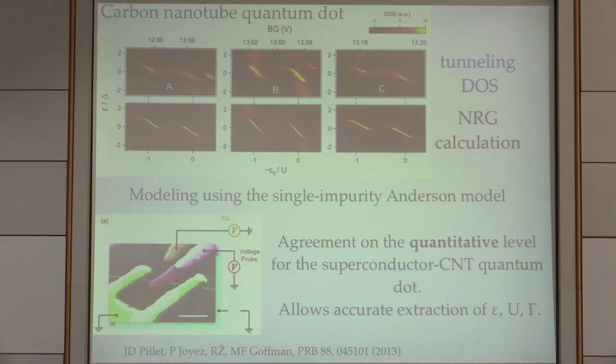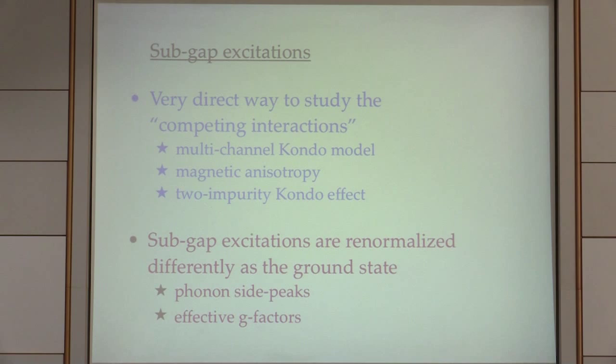And this allows you to do many things. For example, it's probably one of the most accurate ways to extract parameters for your quantum dot. So local energy, charge, and also hybridization. That's more difficult to do when your system is in the normal state. Okay, so after this extended introduction, I will come to the main points of my talk.